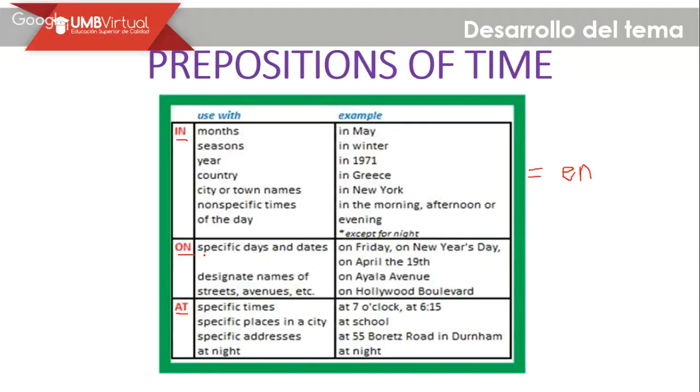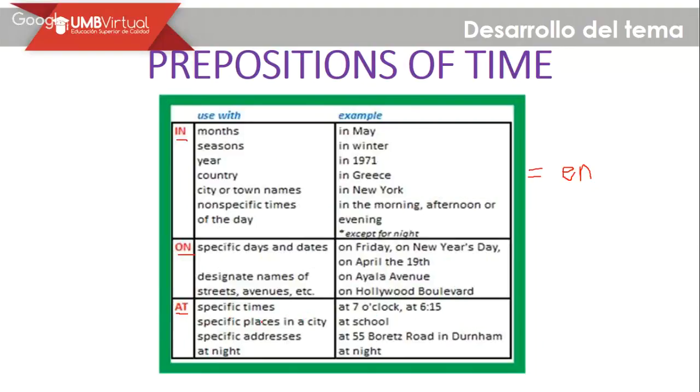So in terms of on, we are going to use it for specific dates and days. For example, on Friday, or on Father's Day, on New Year's Day, for specific celebrations or carnivals, for example. Also, if we have the full date, not only the month like in here, but we have the date, we are going to use on. Or, let's say for example, streets, avenues, or names of parts of the city.